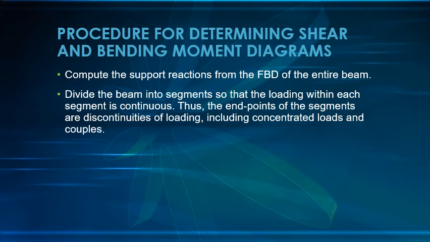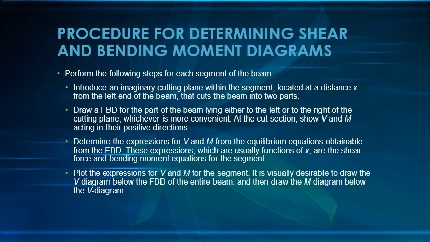Next is the procedure for determining the shear and bending moment diagram. So first, we're going to compute the support reactions from the FBD of the entire beam, and then divide the beam into segments so that the load within each segment is continuous. Thus, the endpoints of the segment are discontinuous of loading, including concentrated loads and coupled loads. After we do that, we then perform the following steps for each segment of the beam. First, we're going to introduce an imaginary cutting plane within the segment located at a distance x from the left of the beam that cuts the beam into two parts.